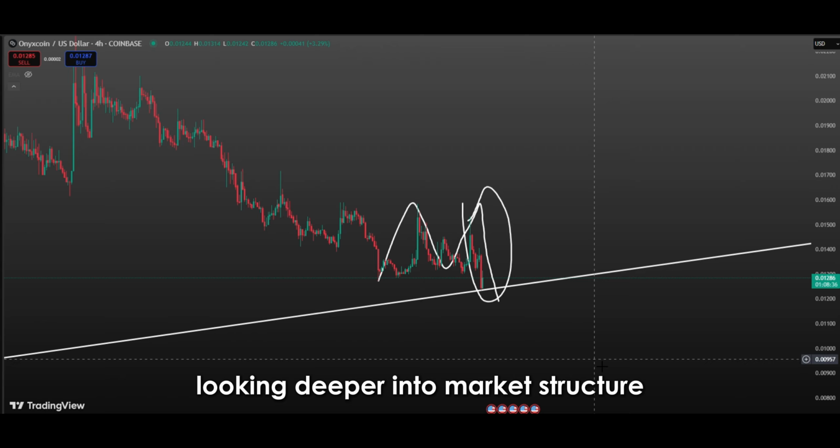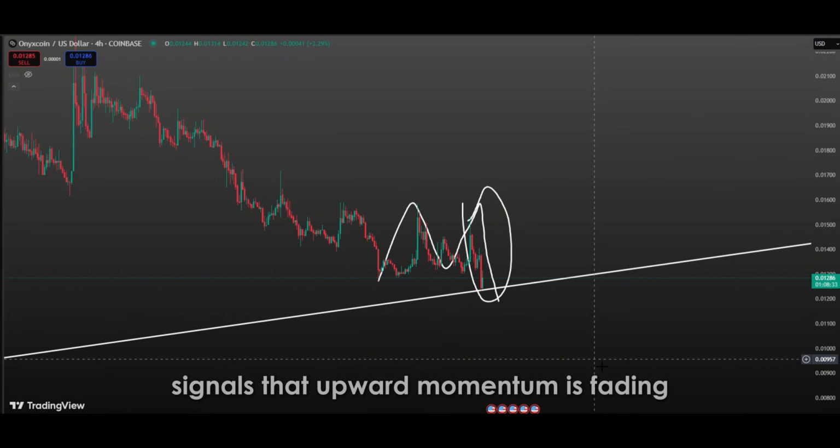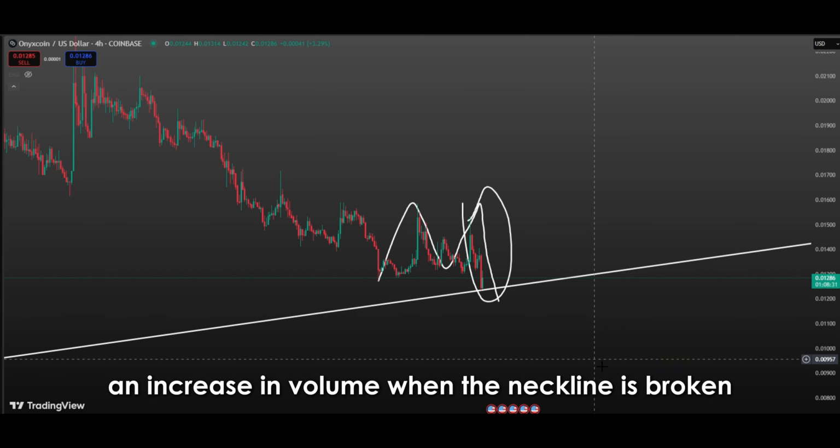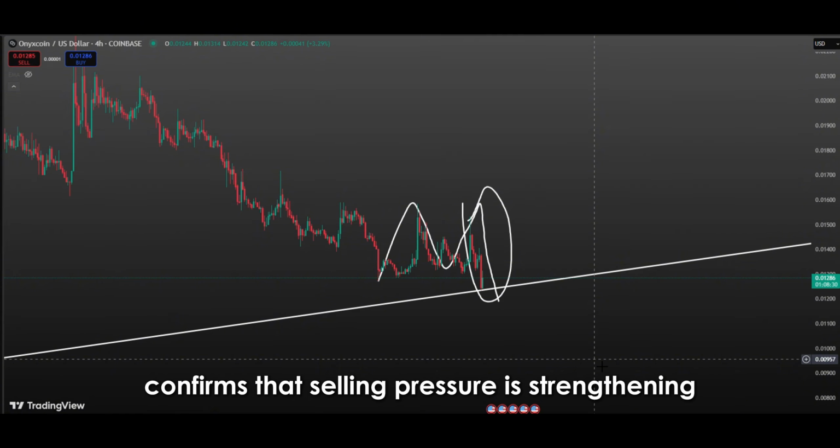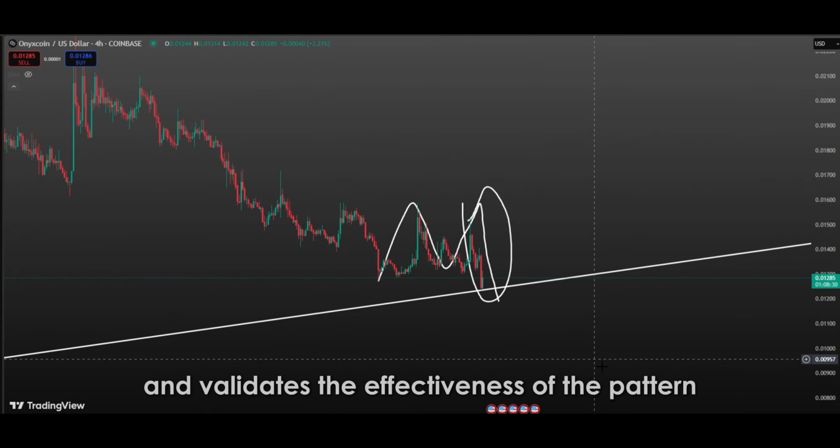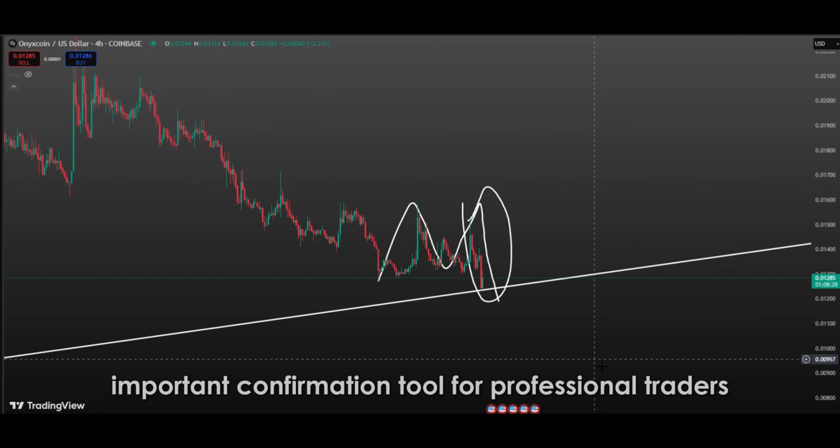Looking deeper into market structure, these types of formations are often supported by volume analysis as well. A noticeable decline in volume during the formation of the second top signals that upward momentum is fading. Additionally, an increase in volume when the neckline is broken confirms that selling pressure is strengthening and validates the effectiveness of the pattern. Such volume behavior is an important confirmation tool for professional traders.